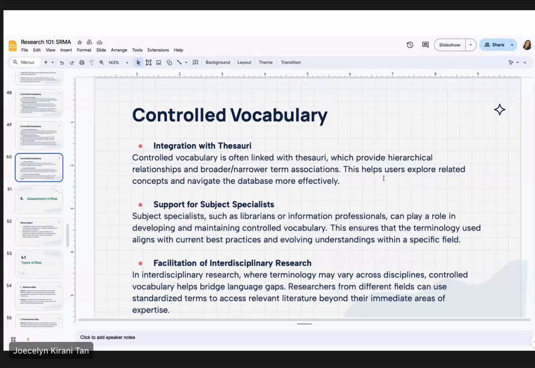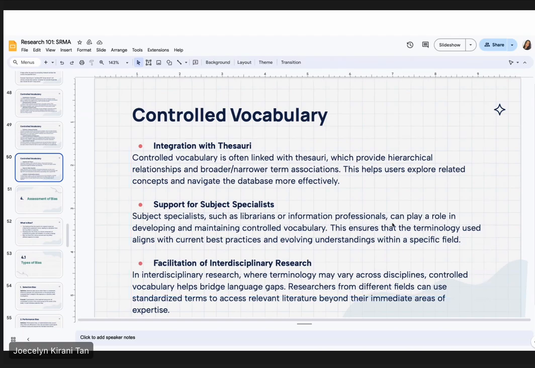Okay, and then integration with thesauri. Controlled vocabulary is often linked with thesauri, which provide hierarchical relationships and broader or narrower term associations. This helps users explore related concepts and navigate the database more effectively. So this is again explaining the same function of controlled vocabulary, where the database would know that these terms are associated with each other, and will be able to pull articles that are relevant to what you're looking for more effectively. And next, support for subject specialists. Subject specialists such as librarians or information professionals can play a role in developing and maintaining controlled vocabulary. This ensures that the terminology used aligns with the current best practices and evolving understandings within a specific field.